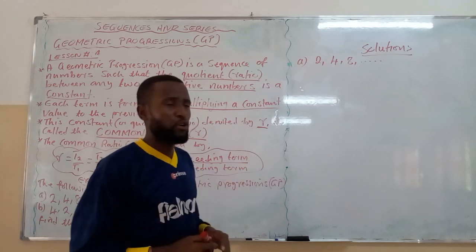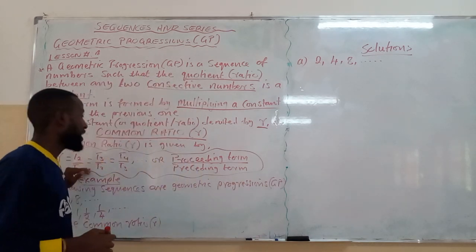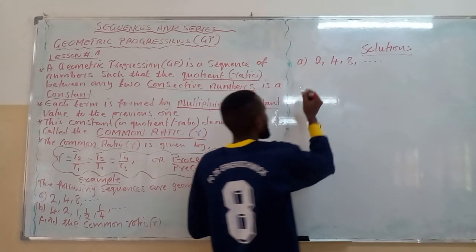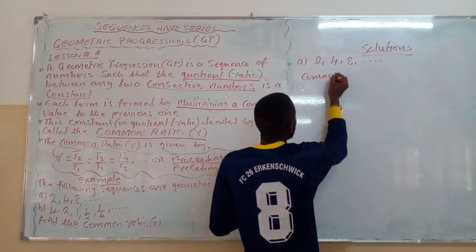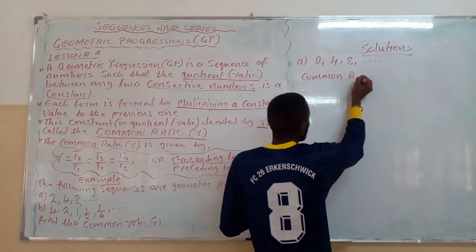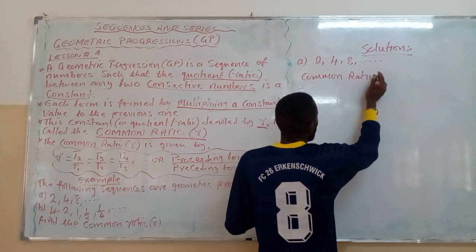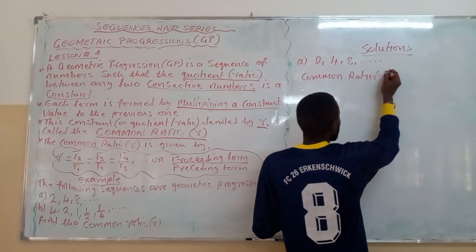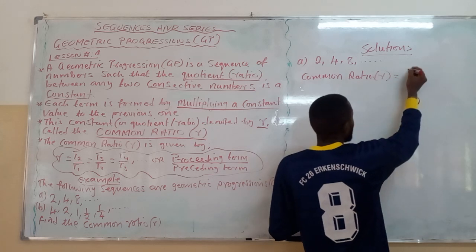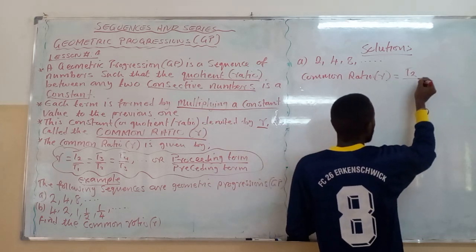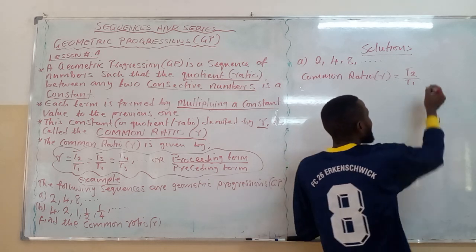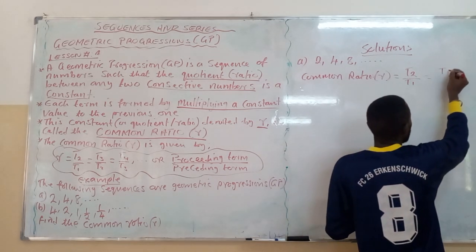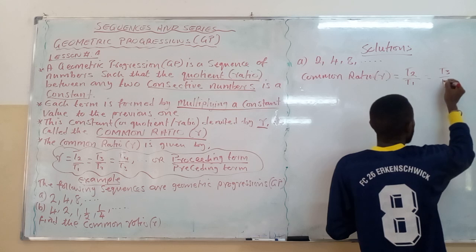So how do we find the common ratio? By using the formula here. So we're simply saying common ratio in this one. So let us write it in full. Common ratio, which is abbreviated as r, is equal to T2, term 2, divided by term 1. Okay, so if you want, you can simply say term 3 divided by term 2.